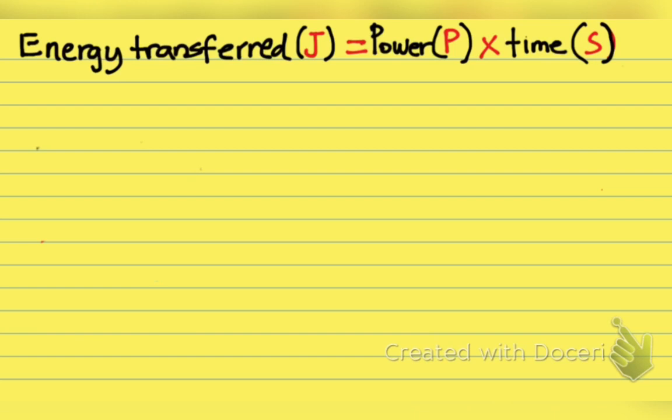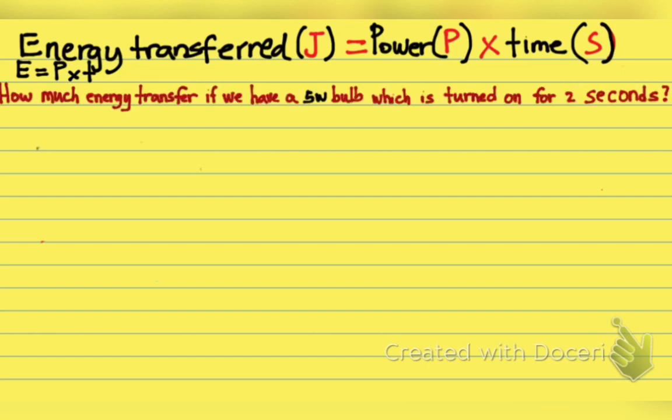So we came up with this equation: the total energy transferred, measured in joules, is equal to the power rating of the item, or in other words, power is how much energy per second a device can transfer. The power is measured in watts and you multiply it by how long you use that device for, in seconds. So energy is equal to power times time, or E equals P times T. So let us try this example.